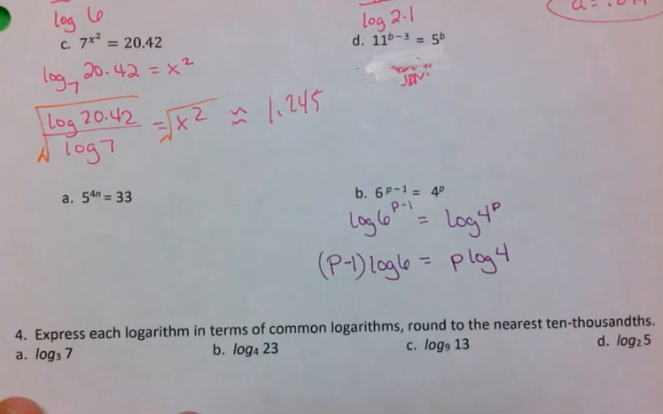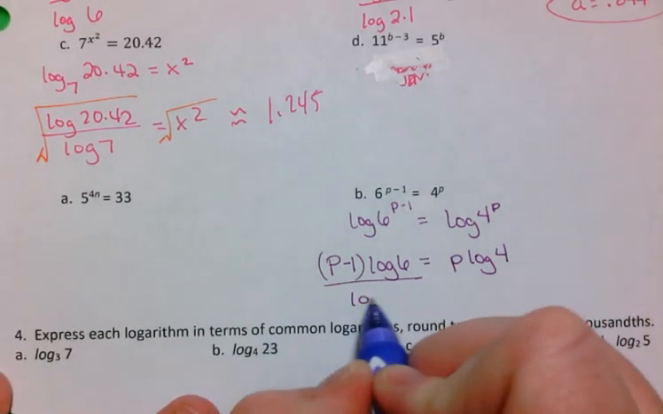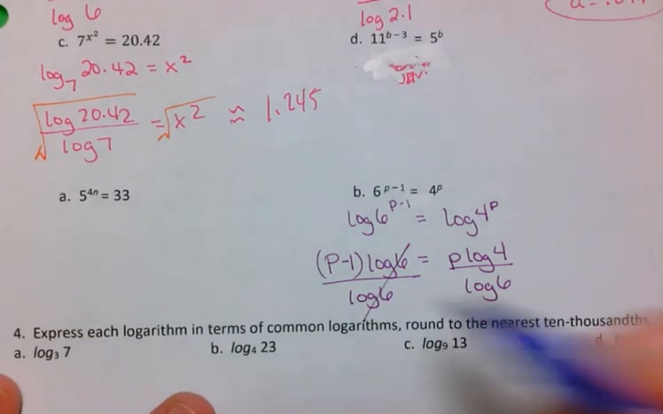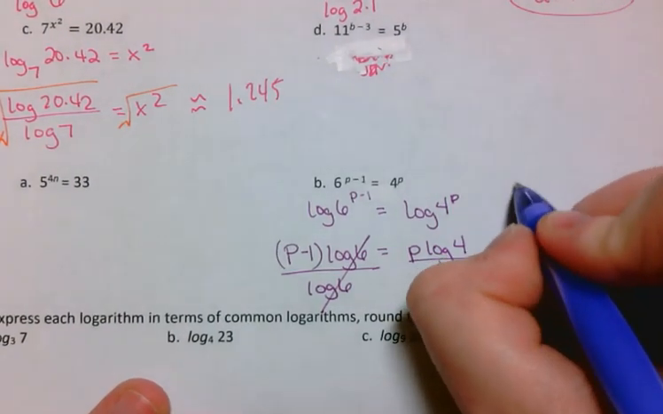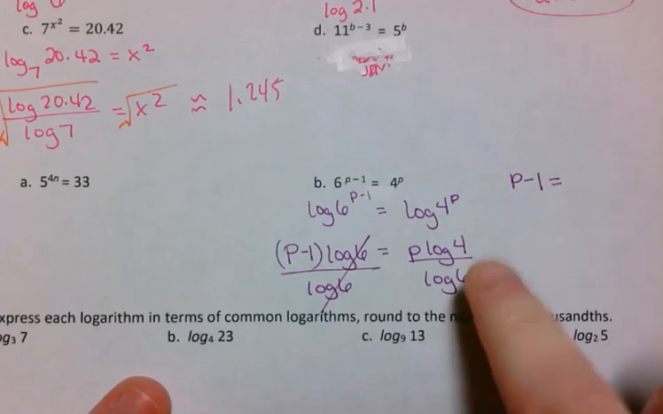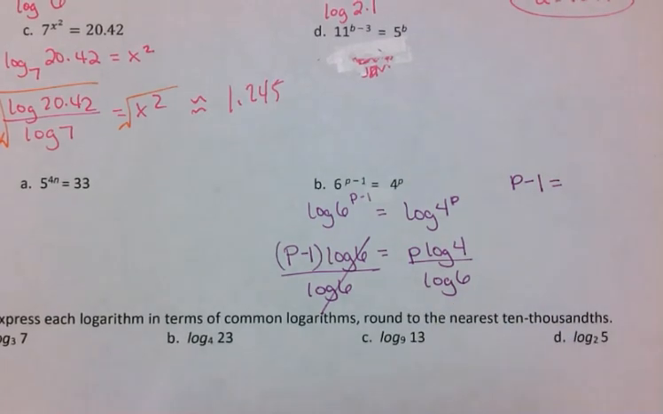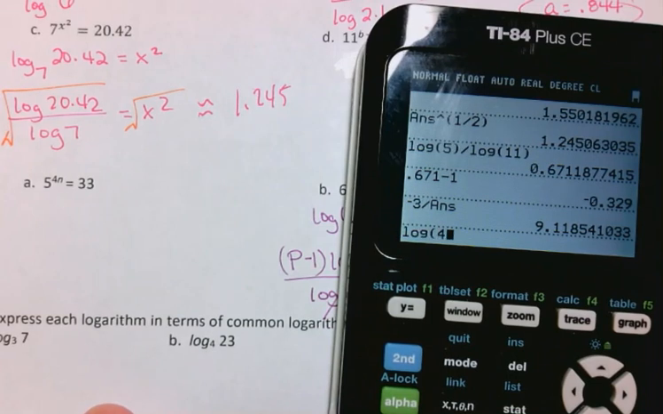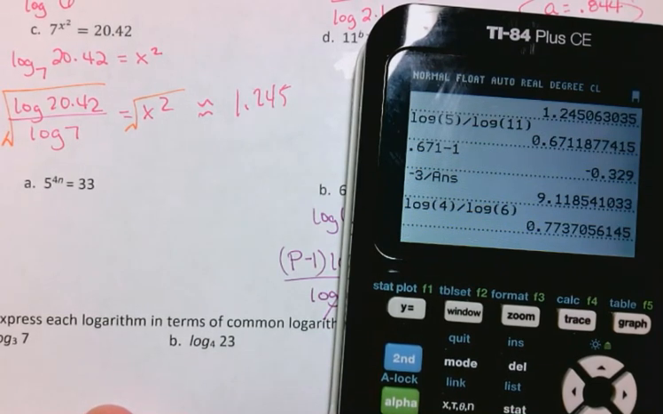And I'm going to do the same thing, I'm just going to do it quicker this time. Divide by log of 6, divide by log of 6. So those cancel out. Now I have p minus 1 equals log of 4 divided by log of 6 on my calculator. If I had thought of it in the first example, I would have done it so much quicker. Log of 4 divided by log of 6, I get 0.774, because I'm rounding to the nearest 10,000th.